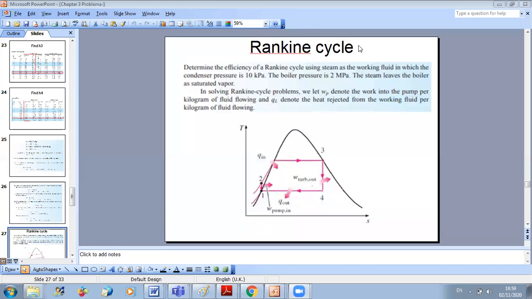So here, as we said, we determined the information about the different points, and now we can start to go to our tables. Now, what is required from us in this problem is to determine the efficiency of the cycle. And to calculate the efficiency, I should apply which relation? So I have W net over Q input.